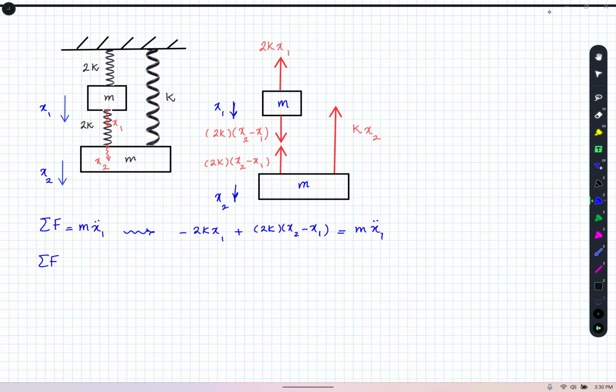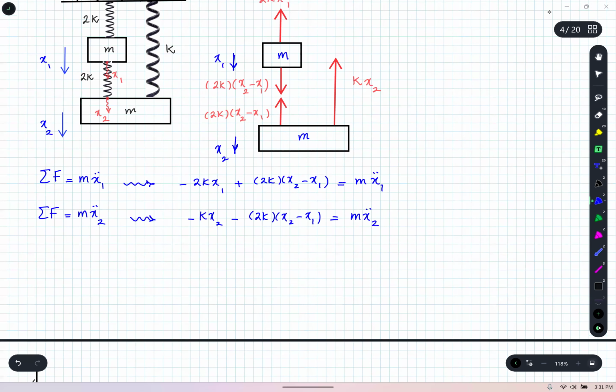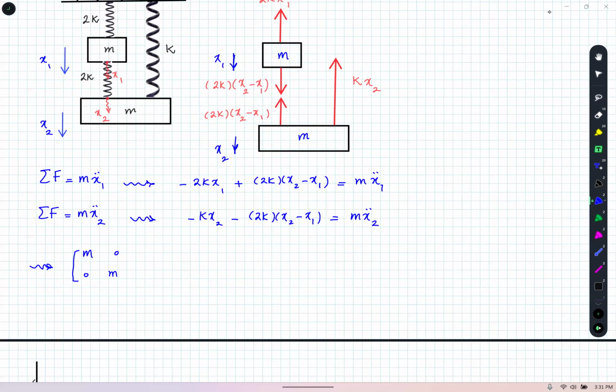And I repeat that for the second one. For the second mass, I have the load kx2 and I have the load 2k (x2 minus x1) equal to m x double dot 2. All right. Now, we'll simplify the equations and write them in matrix format. Hopefully, we get the same answer as before. This is what I got. Hopefully, you get the same as mine, 4K.